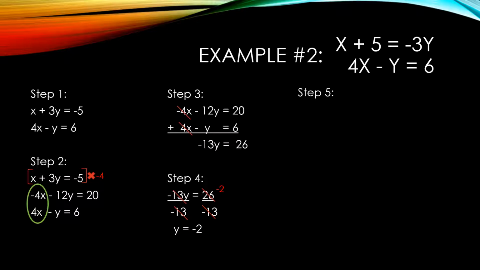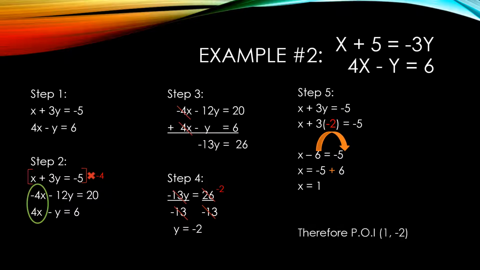Now that we've solved for one of the two unknowns, we can substitute negative 2 for our y value, and that's what step 5 is all about, substitution. We're going to take our first equation, substitute negative 2 for y, rearrange where needed, and simplify. So x equals 1. Therefore, our point of intersection is at 1 and negative 2.